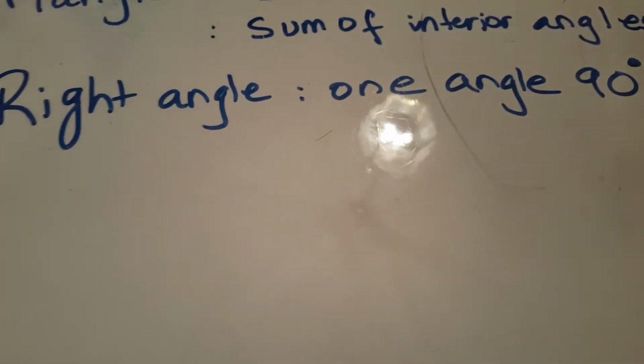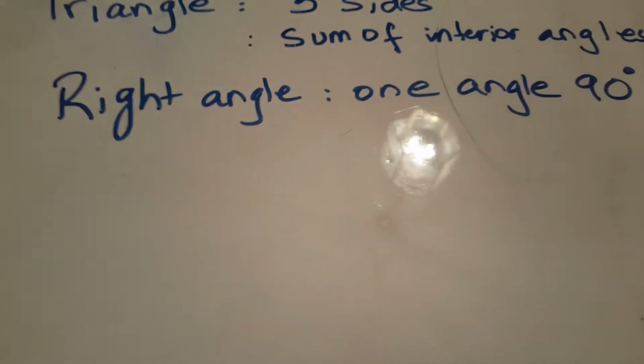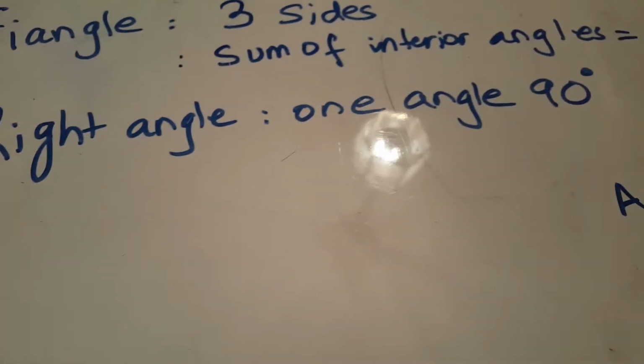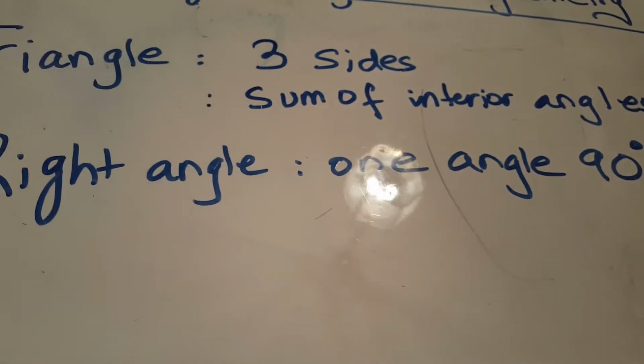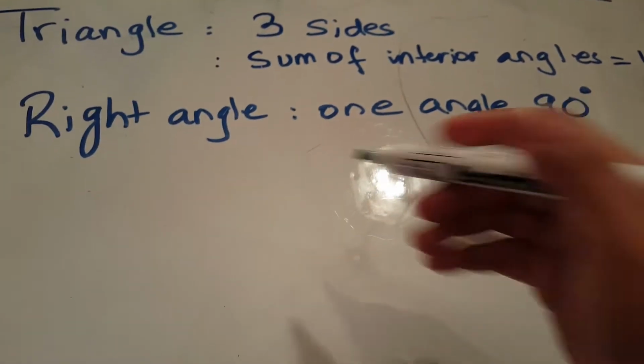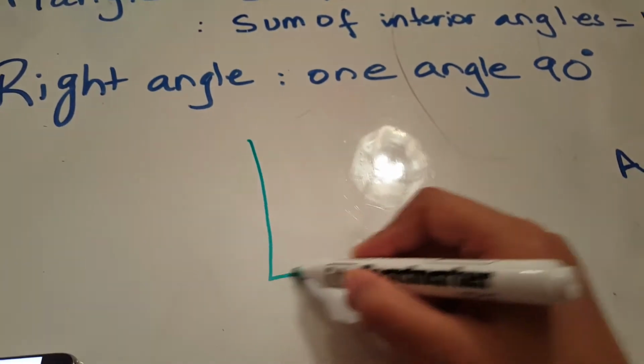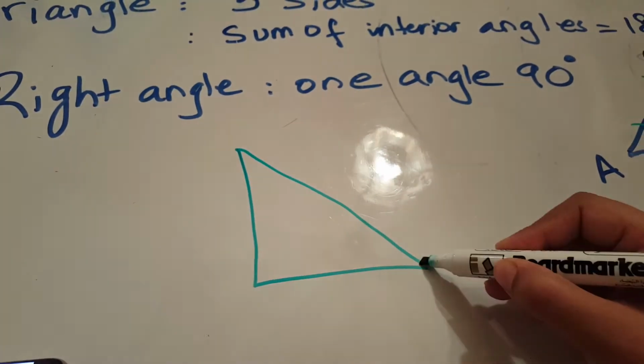Now let's talk about right angle triangles. The right angle triangles are the triangles whose one angle is actually equal to 90 degrees. Right angle, one angle should be 90 degrees. Like for example, this is, I can say, a right angle triangle.